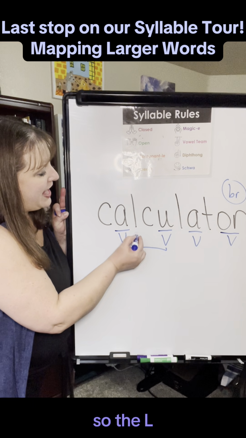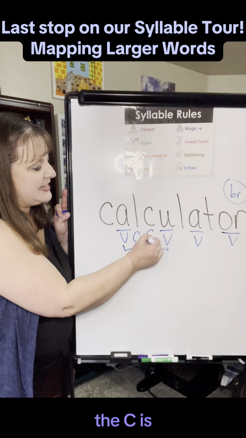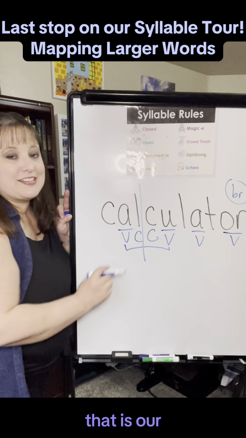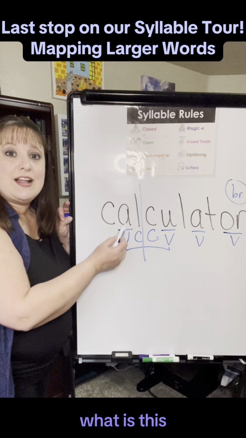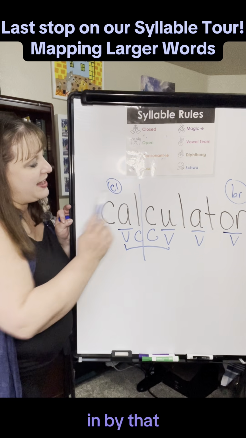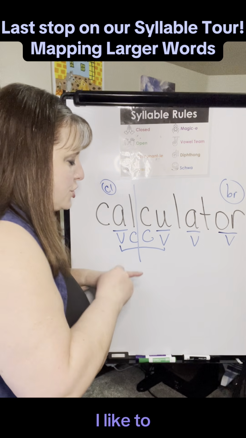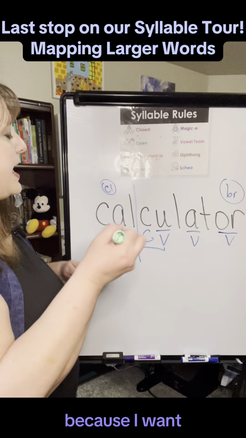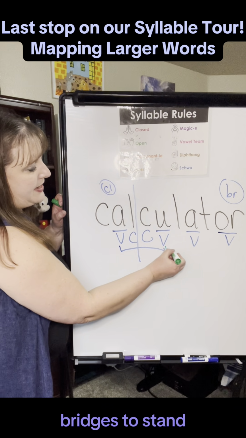So the L is a consonant sound. The C is a consonant sound. That is our simplest syllable division. What is this A? Is it open or closed? It's closed in by that L. I'll say "ah." All right, I like to change colors at this point because I want each of my bridges to stand out to my learner.